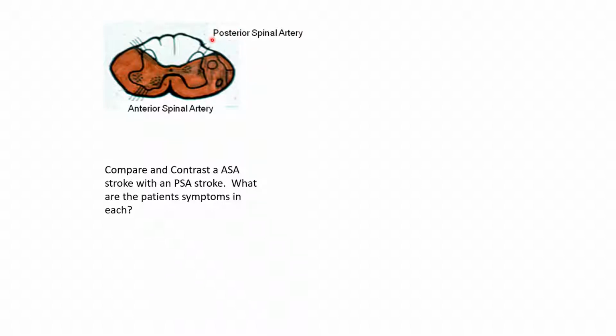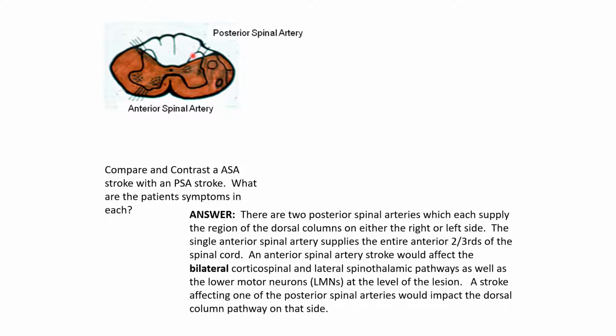If the posterior spinal artery, there are two of them, one on this side and one on this side, and each posterior spinal artery supplies the dorsal columns on one side. So if you had a stroke of the posterior spinal artery on this side, it would affect the dorsal column on this side, and you'd have a loss of vibration and position ipsilateral at and below this level. As you can see, the anterior spinal artery covers almost two-thirds of the spinal cord at its levels.